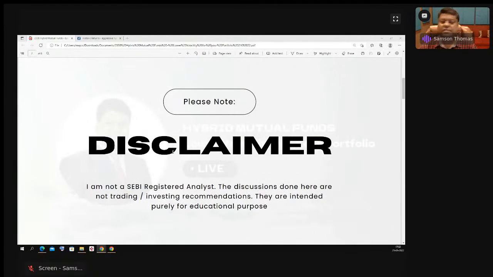First off, the disclaimer: I am not a SEBI registered analyst, so whatever discussion we are doing here, it's not trading or investing recommendations. It's purely intended for educational purpose.